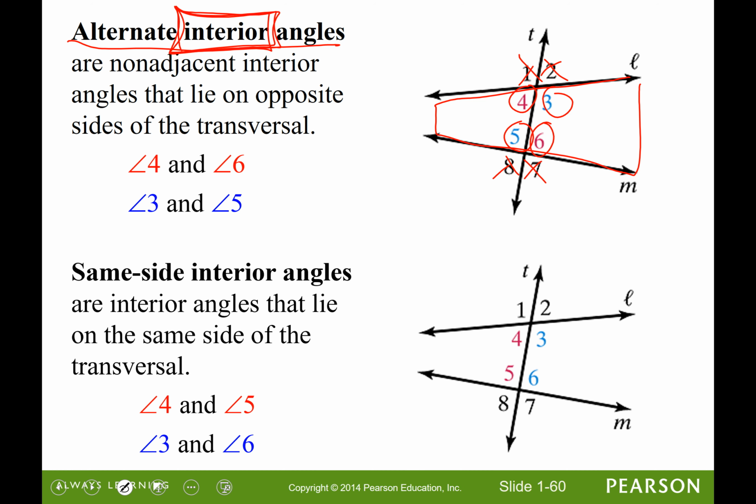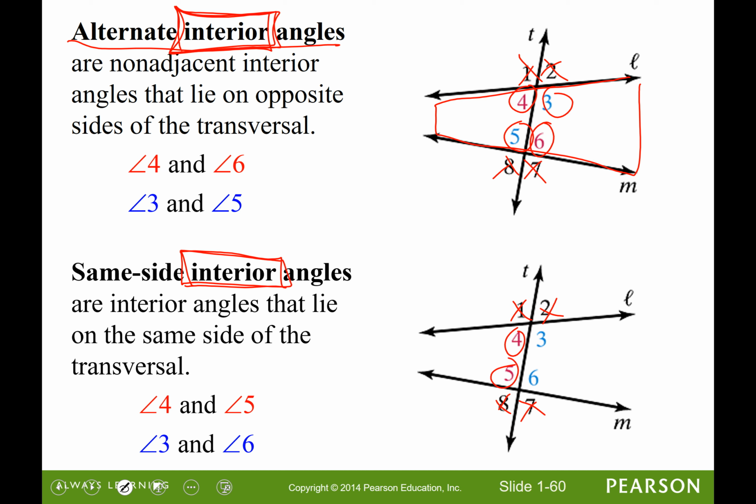All right, you're also going to need to know how to identify same side interior angles. Okay, so let's stick with that plan. That was kind of nice, focusing on the word interior first. So we can eliminate 1, 2, 8, and 7. And it says same side, so that means same side of the transversal. So 4 and 5 are on the same side of the transversal.